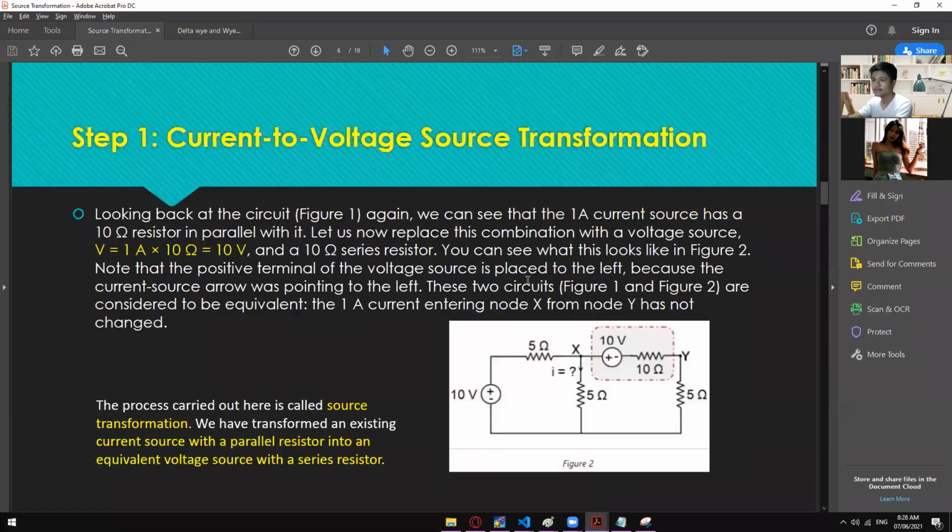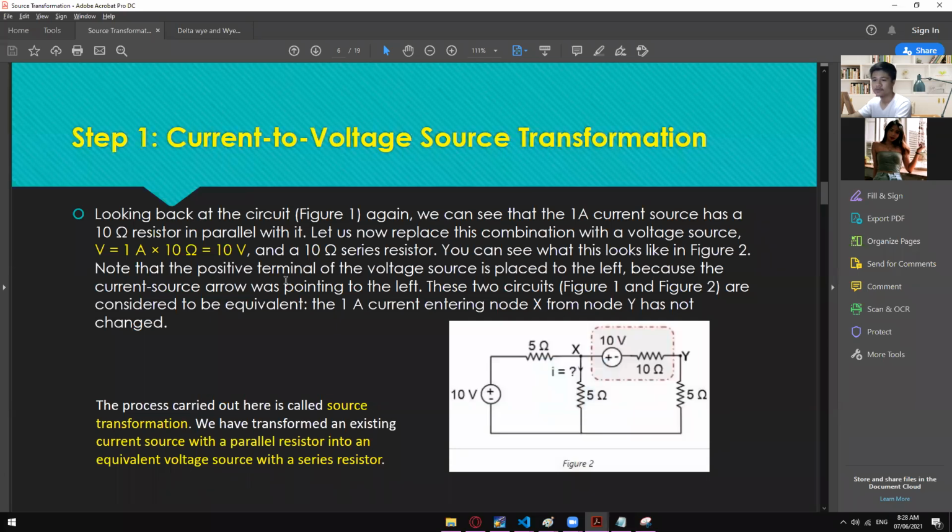So let's see. All right. So there you go. For step one, we've got it correctly. We now have 10 volts right here and then the 10 ohm resistor. Okay, so it will stay as it is. But we haven't figured out yet how to get the current right here.